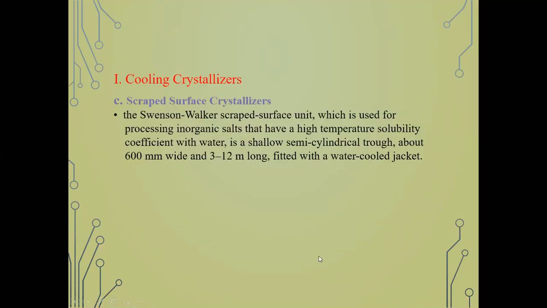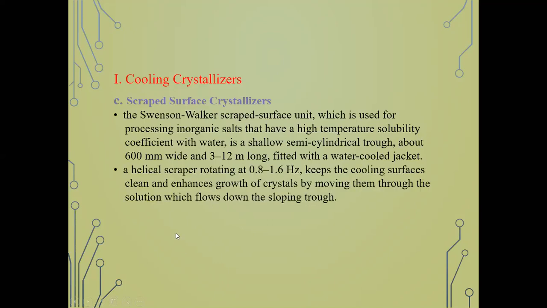So the Swenson-Walker scraped surface unit, which is used for processing inorganic salts that have a high temperature solubility coefficient with water. Now, these are shallow, semi-cylindrical troughs, about 600 mm wide and 3 to 12 meters long, fitted with a water-cooled jacket. So just like your cooling agitated crystallizer, the design of the cooling mechanism is in the form of a water-cooled jacket.